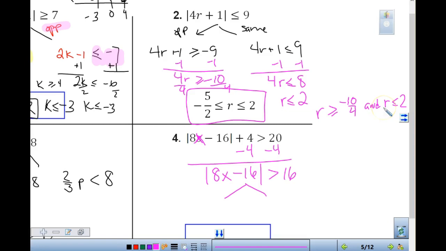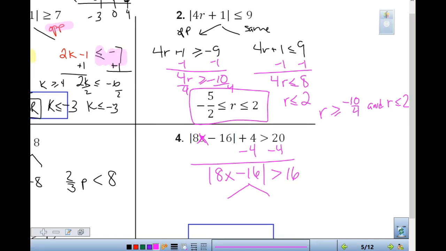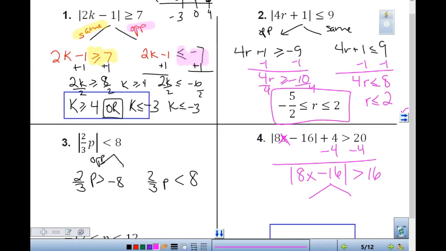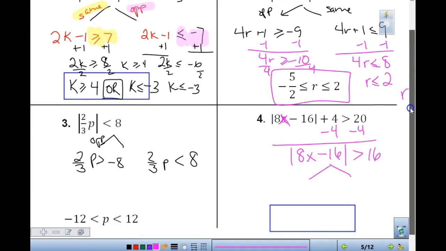Anytime you don't want to use the and, you could write it with just one variable in the middle. Yeah, you could have had negative 2.5. Yep, that would work. Okay.